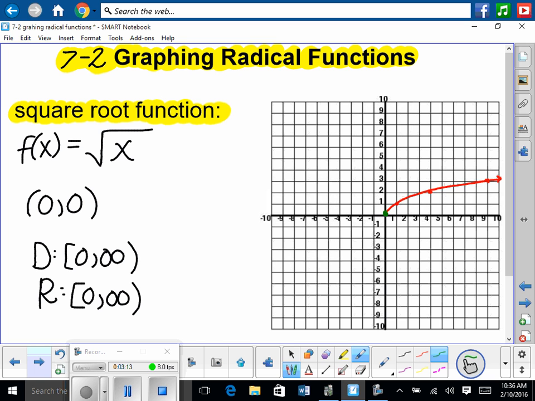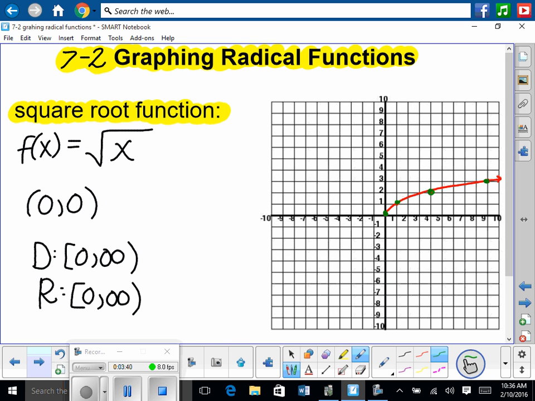Does everybody see how our starting point's at 0, 0? Yes. Okay? And then if we get this pattern, which we'll talk about a little bit later, but if we plug in 1, what's the square root of 1? 1. So we plug in 1, we get 1. Now, if we plug in 4, what's the square root of 4? 2. And then so on, okay? So with that being said, we'll do this one. If we plug in 9, what's the square root of 9?